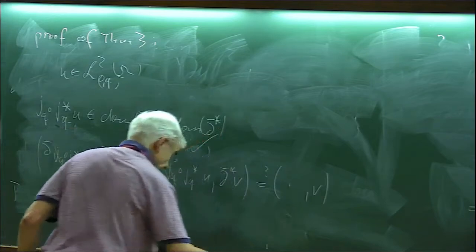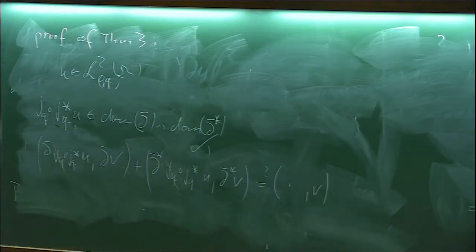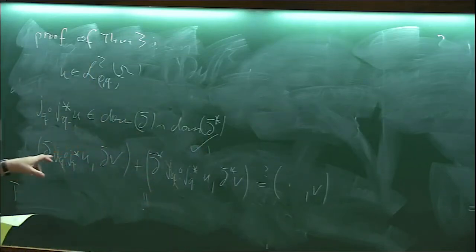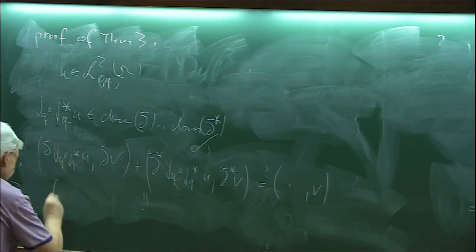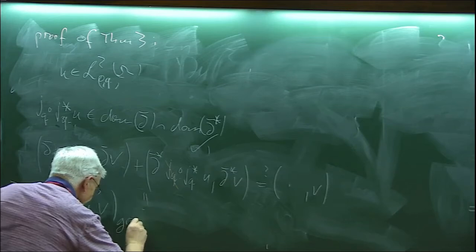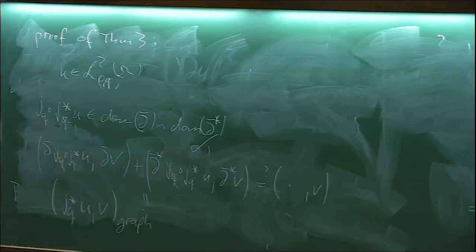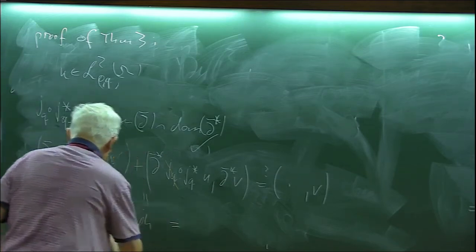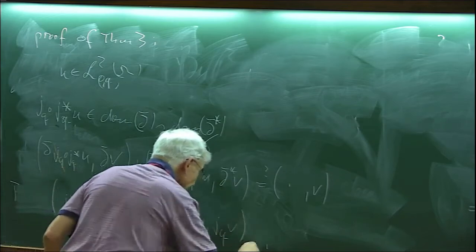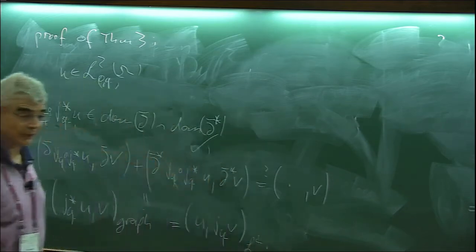But now, look what we have now. This is just an inner product in the graph norm between J_q star U and V. That's the inner product in the graph norm on domain d-bar intersect domain d-bar star, right? Okay, but just by the definition of the adjoint, that is U, J_q V, now just the L2 inner product.